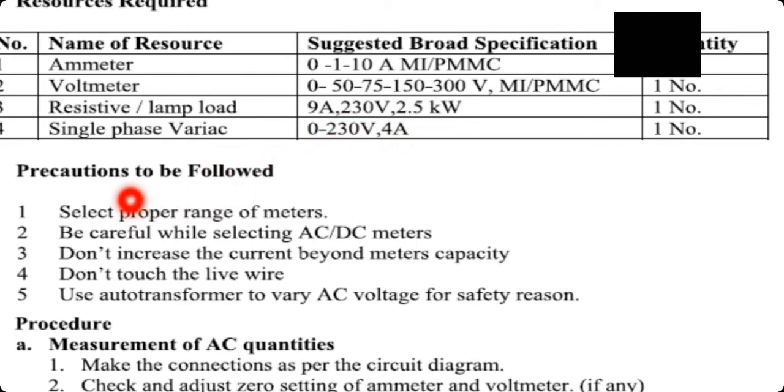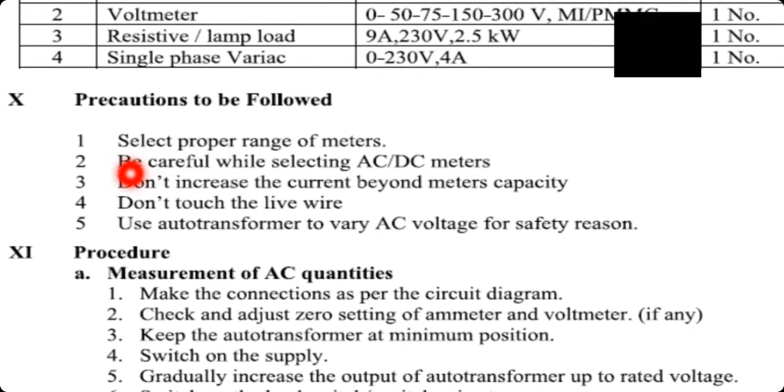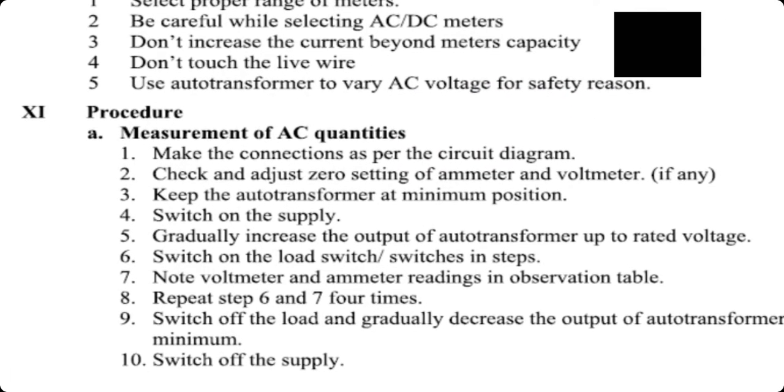Precautions to be followed: select proper range of meters, be careful while selecting AC and DC meters, don't increase the current beyond the meter's capacity, don't touch the live wire. These are the precautions while performing this practical number 4. Use auto transformer to vary AC voltage for safety reason.